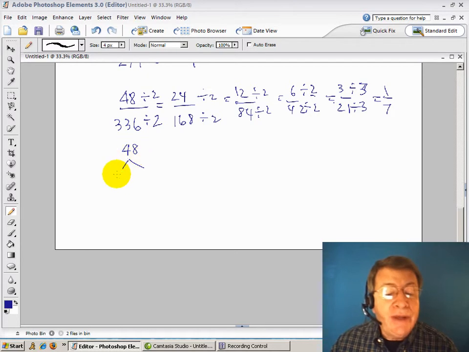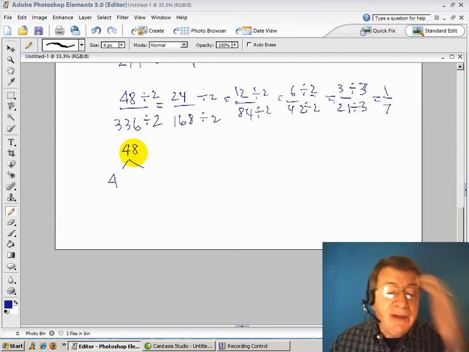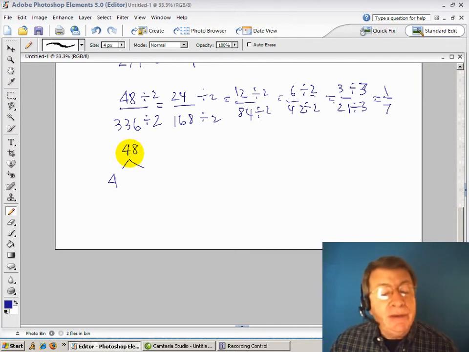And we know that 48, well, I know it ends in a 2. It ends in an even number, but 48 is divisible by 4, and I get 4 times 12. 4 is 2 times 2, 12 is 4 times 3, and this 4 is 2 times 2.